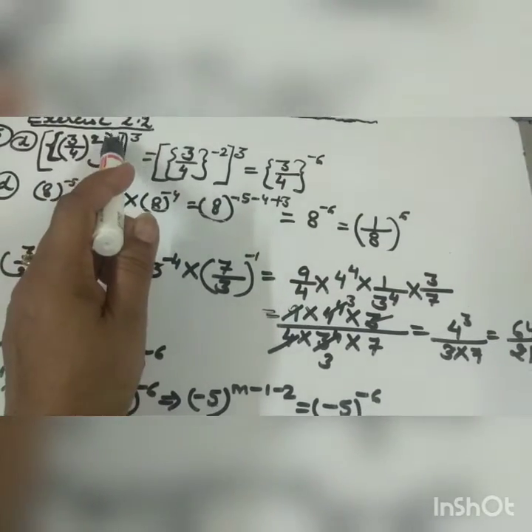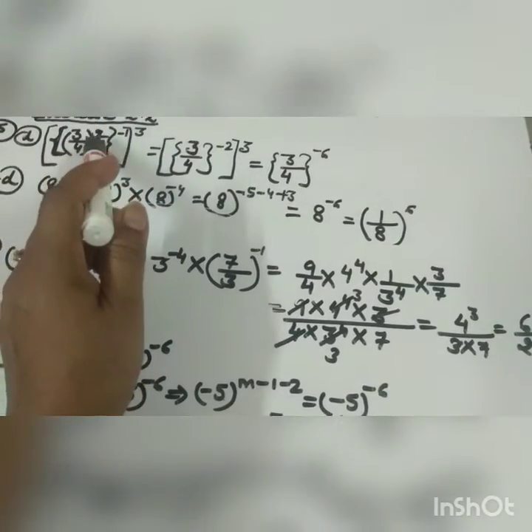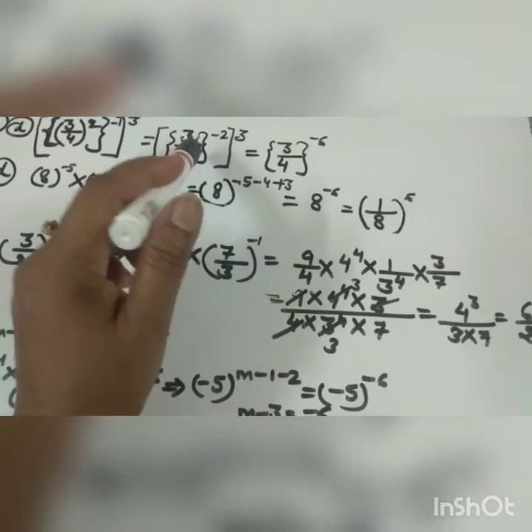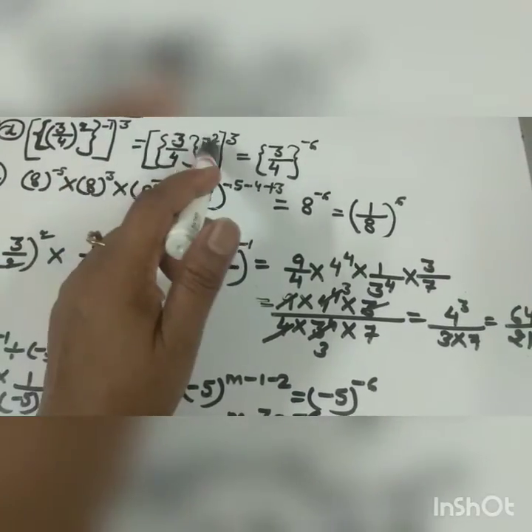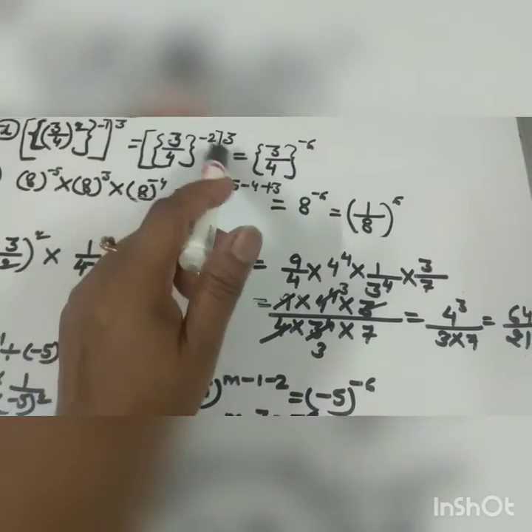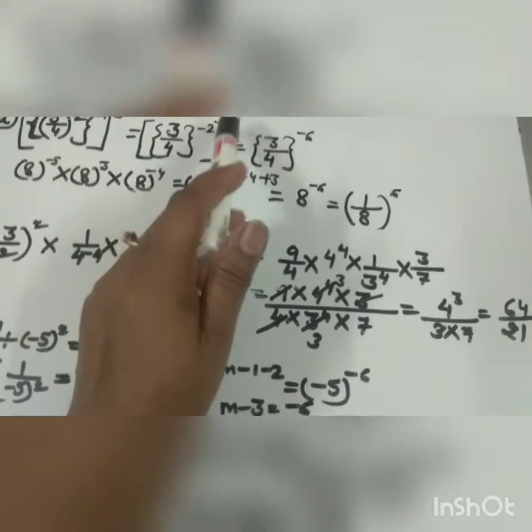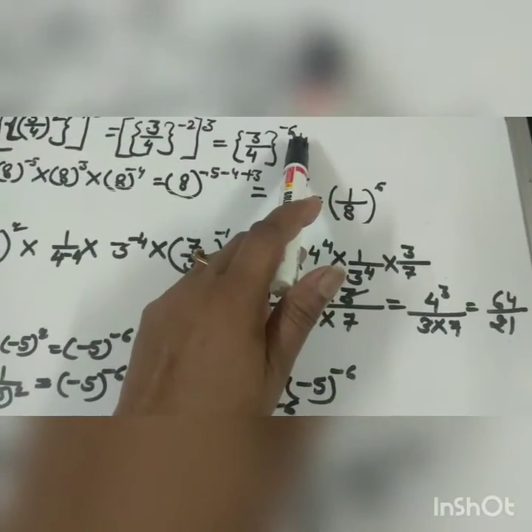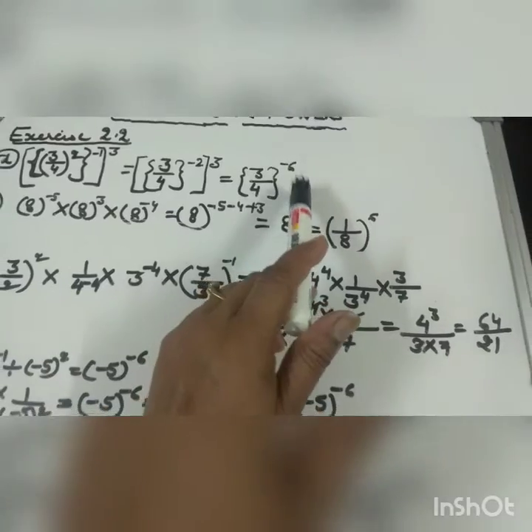So one by one you will apply the rule and powers will get multiplied. So (3/4) to the power 2 into minus 1 will become minus 2, and then minus 2 into 3 becomes minus 6. Hence finally the answer is (3/4) to the power minus 6.